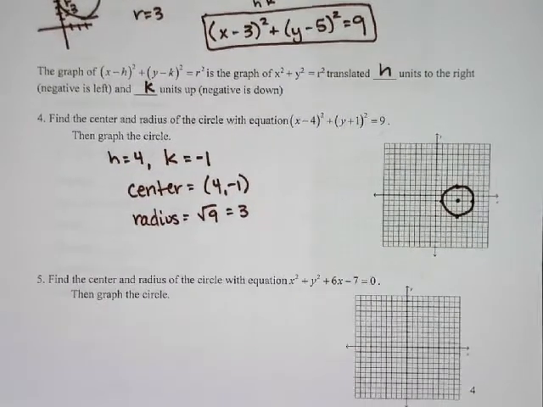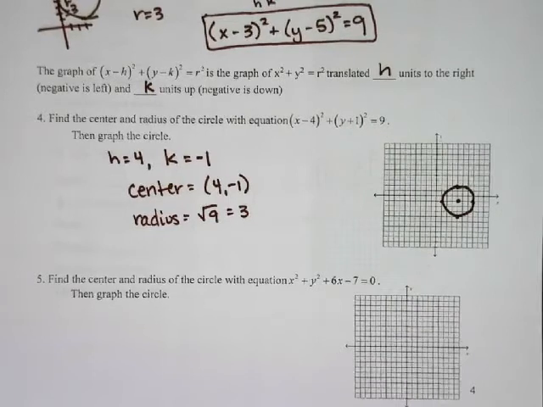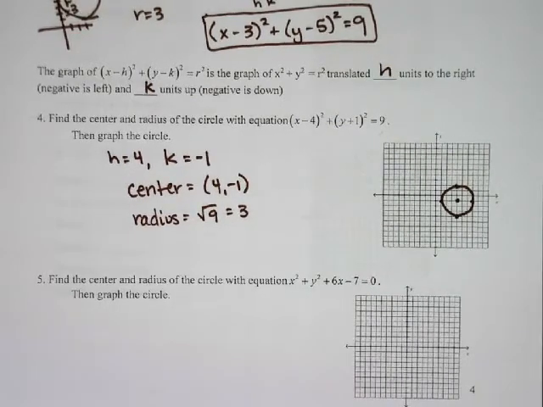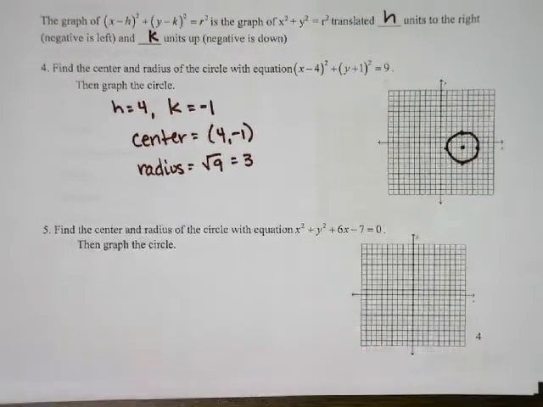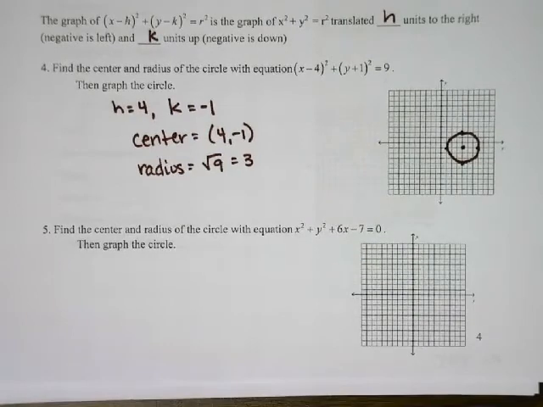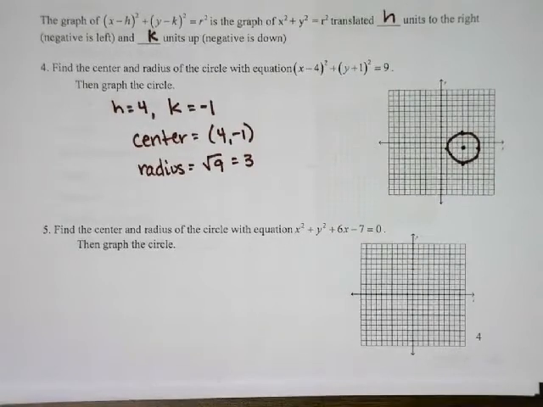Okay, well, number 4 was in our nice, pretty vertex form, or standard form, if you want to call it that way. So what happens if it's not? So number 5 says find the center and the radius of the circle with the equation x² + y² + 6x − 7 = 0, and then graph the circle. Well, I can't look at that equation and just say, okay, my center is at such and such, and my radius is such and such. So if it's not in the form that we want it to be in, we're going to complete the square to get it into the form that we want it in.